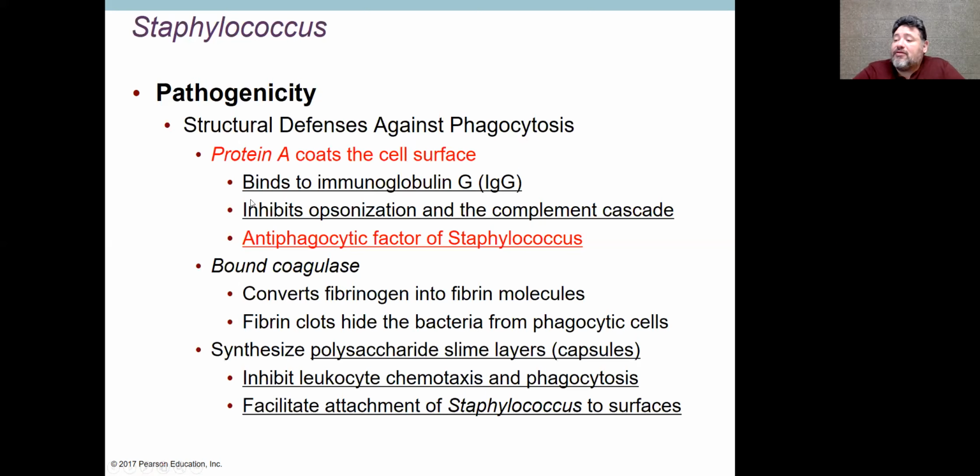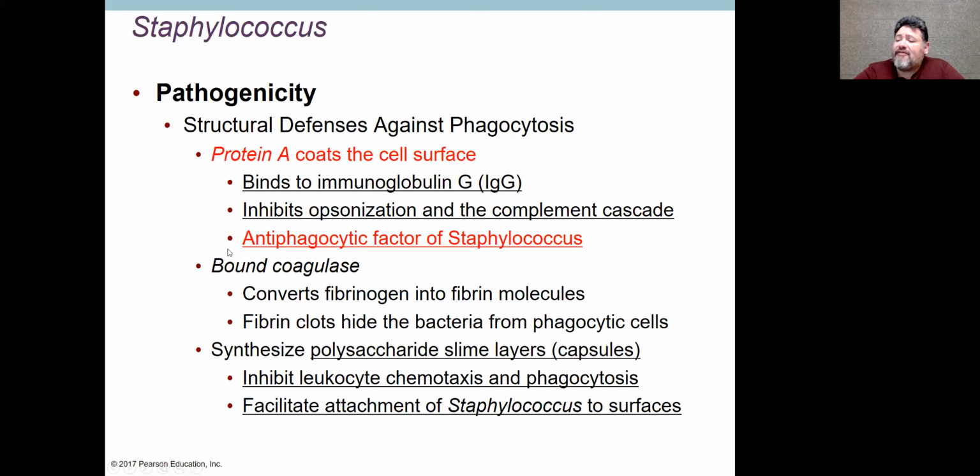Okay, so in other words, if the immunoglobulin G is not attached to the pathogen, then dendritic cells and monocytes cannot find it, and cannot phagocytize it, and therefore it is considered an anti-phagocytic factor. Okay, so remember, if it's in red, it means that not only is it important, but you're probably going to be assessed on it on the quiz.